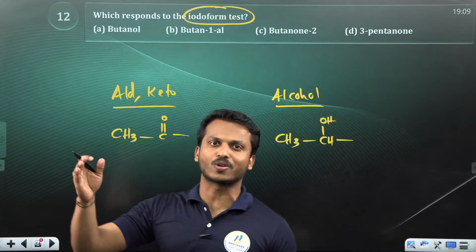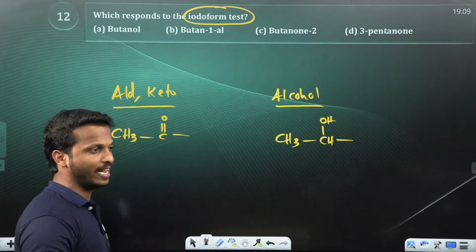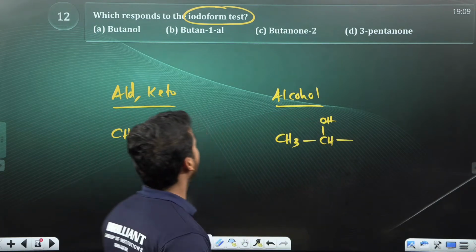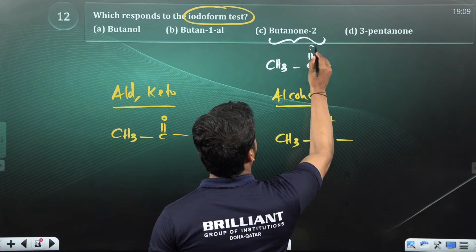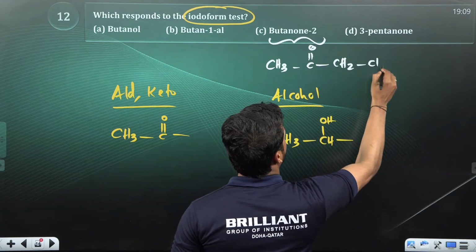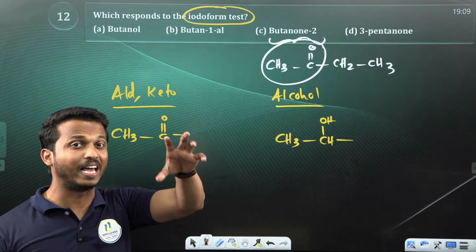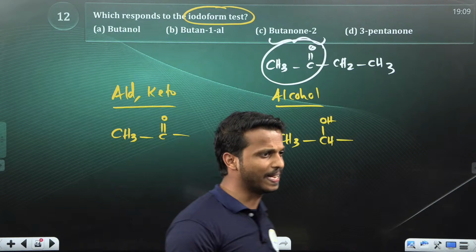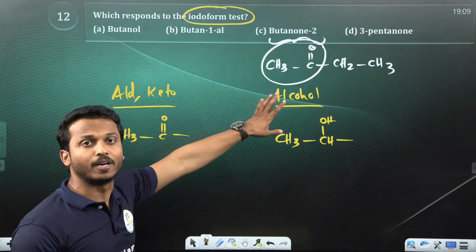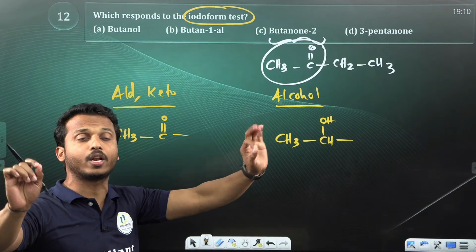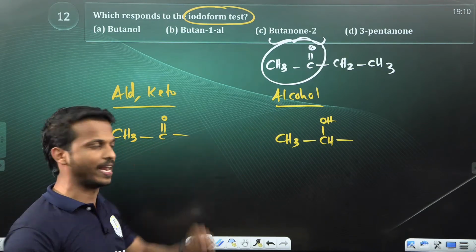What is the answer for this question, which will give the iodoform test? Very good, that's option C, butanone. Butan-2-one contains that particular group which gives the iodoform test, the yellow-colored CHI3. The other compounds don't contain that group. Iodoform-related questions come from the alcohol chapter, and we can expect them from the aldehyde-ketone chapter too.